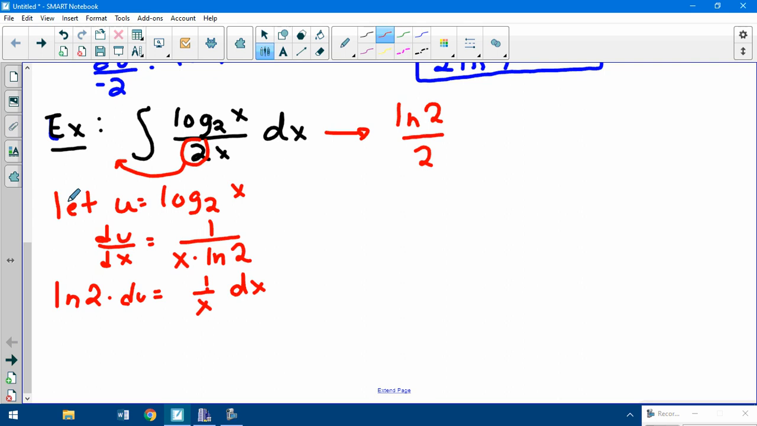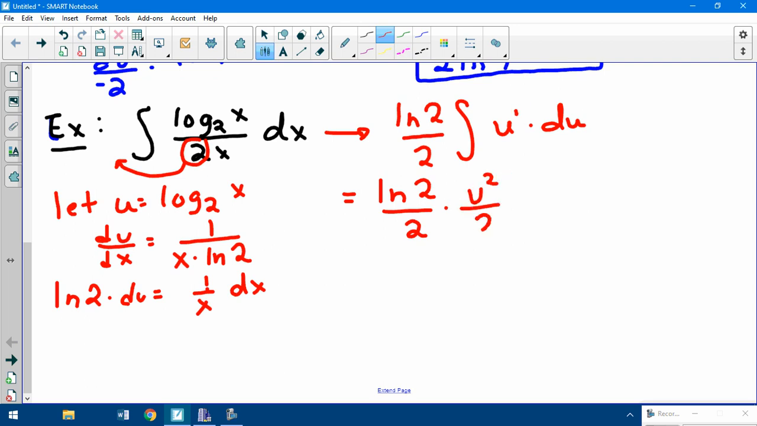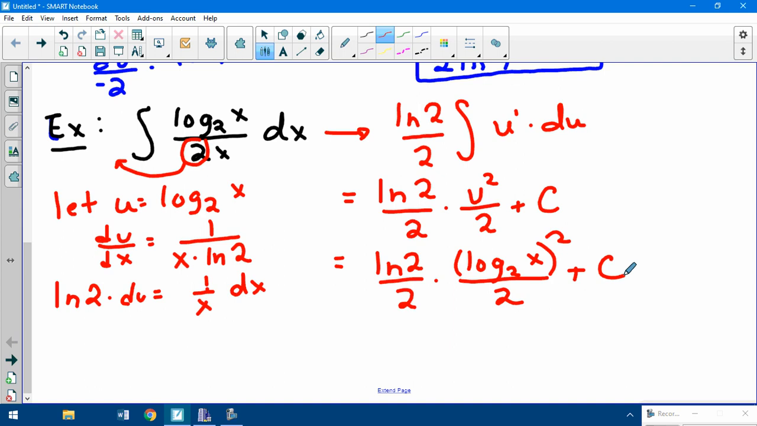Okay, and then we're going to have the integral of u du, right? So it turned out to be a pretty easy integral to take. We're going to have ln of 2 over 2 times, what's the integral of u? It's u to the first. So u squared over 2 plus c. And just plug that u back in, and it's going to look like ln of 2 over 2 times log base 2 of x squared all over 2 plus c. If you wanted to, you could say that's ln of 2 over 4 times log base 2 of x, all that squared, plus c.